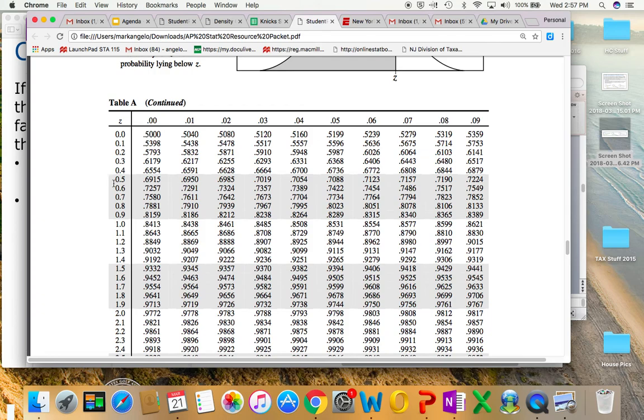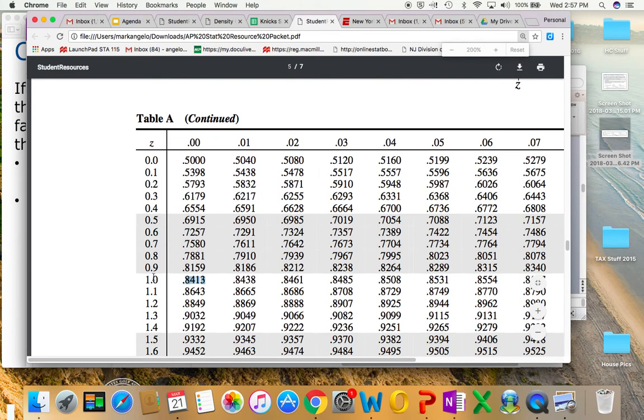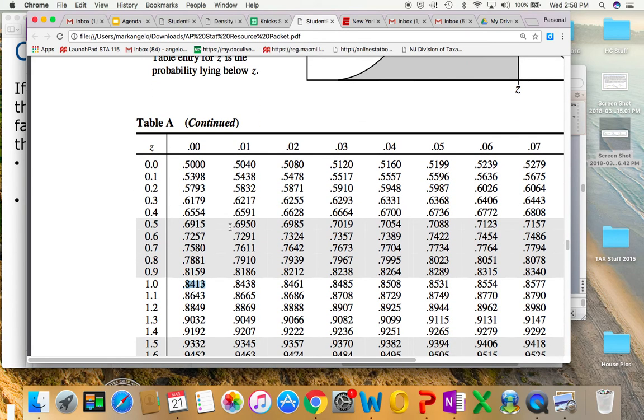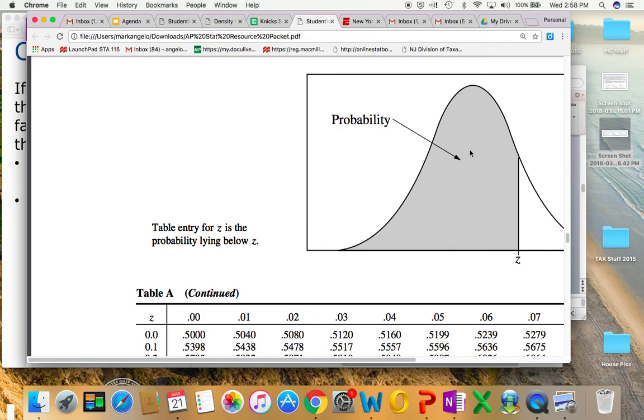1.0 is right here, specifically this highlighted section. Notice how in that cell I have 1.0, and then in my 100th column I have another 0. If my z-score was 1.13, I'd go down a row, and then I go over to 0.03. So a z-score of 1.13 would be 0.8708. But for now, I'm just interested in this one right here. 1.00 is 0.8413, and that always represents the probability to the left of your z-score.